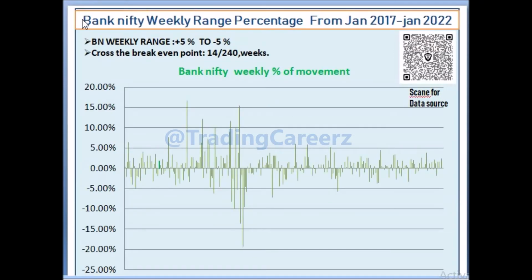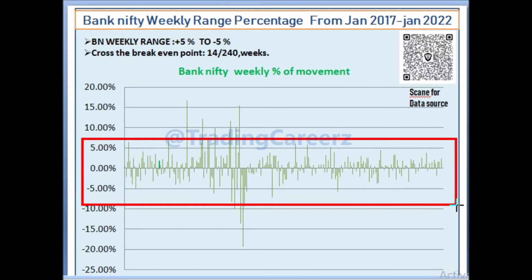Now Bank Nifty weekly range percentage from January 2017 to January 2022. Now check the market data. Now we have to draw the rectangle. Check the data. Most of the time the market moves upside within a 5% range and downside only 5%. In between this range the market moved in the first 5 years. The break even points were crossed 14 weeks out of 240 weeks. You can understand the major important factor here: whenever you create a weekly strategy, you have to collect market data like this.